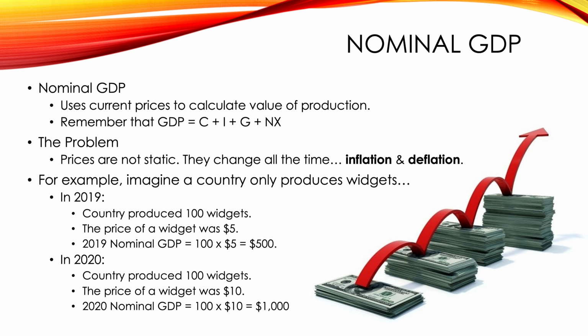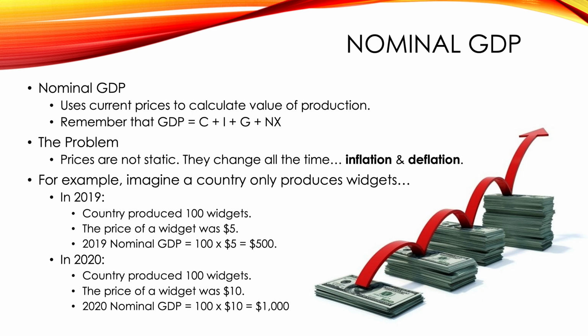Right? Wrong. Because we have the production data right here. The same number of widgets were produced in both years. Production did not change at all. But because the price of a widget inflated from $5 to $10, it made it look like production had doubled. And that's the problem with nominal GDP. It uses the current year's prices to calculate the GDP statistics.